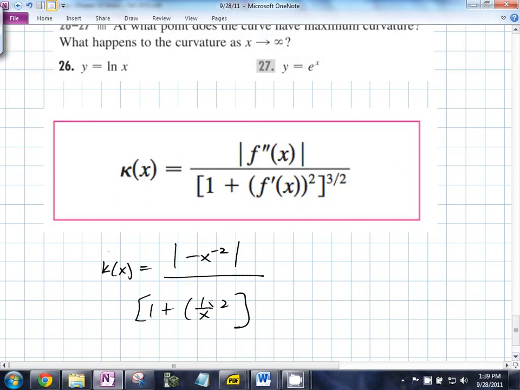That's decent compared to some of the other stuff we've had to put on the board. It's asking where the curvature is maximum. How many times in your calculus life have you found a maximum? If you're looking to find a maximum, what are we going to look for? We're looking for critical points.